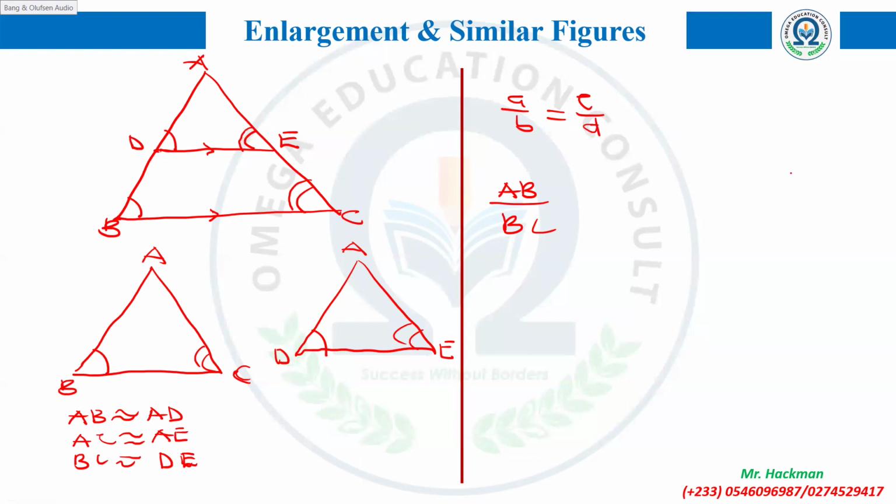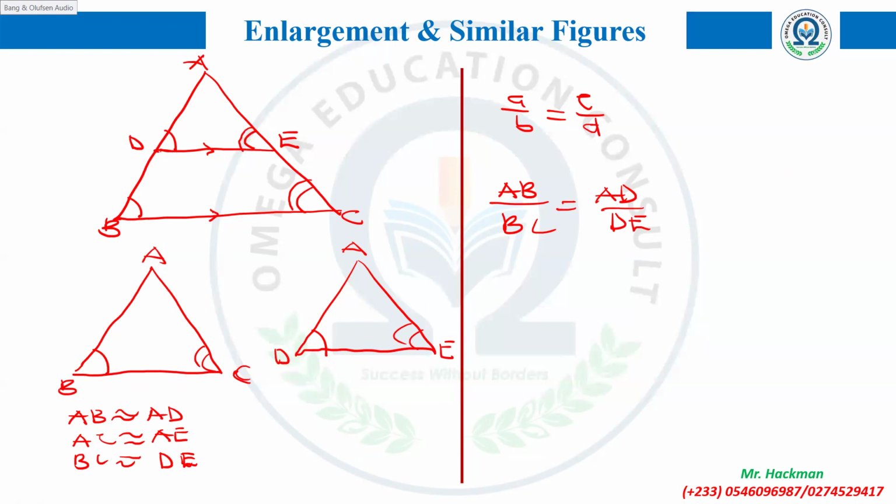The proportion that I'm going to form here should be similar to what I have here, meaning the AB, which is the numerator, its corresponding side in this triangle should also appear in the numerator. So the corresponding side here will be AD. The corresponding side for BC, we said, will be what? DE. So here we can say that this will automatically be equal to that.